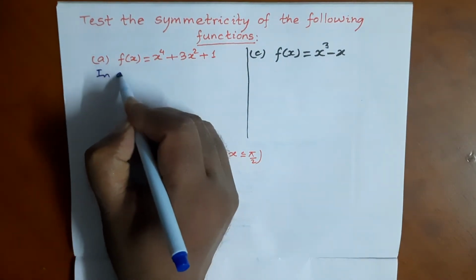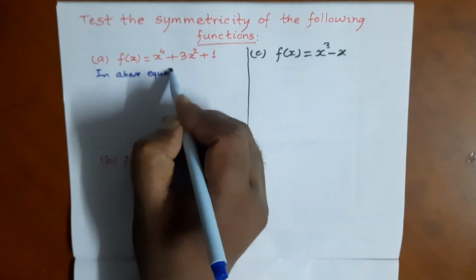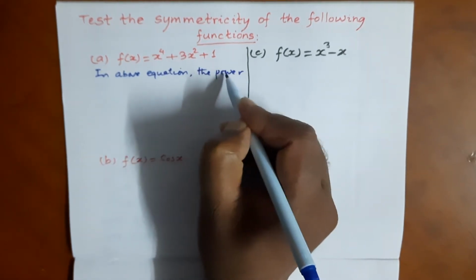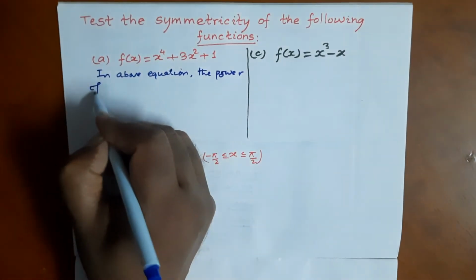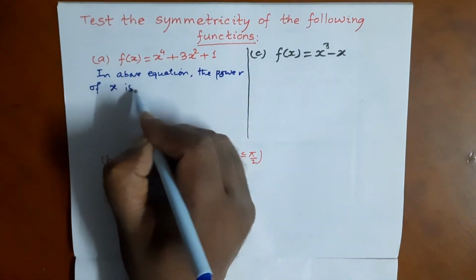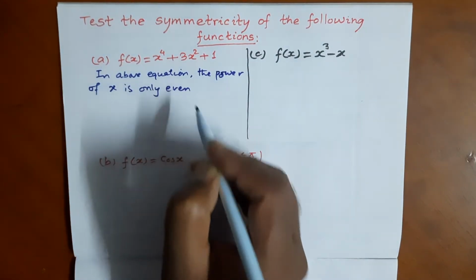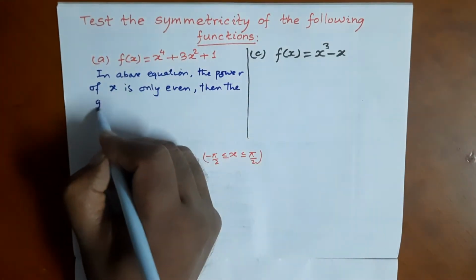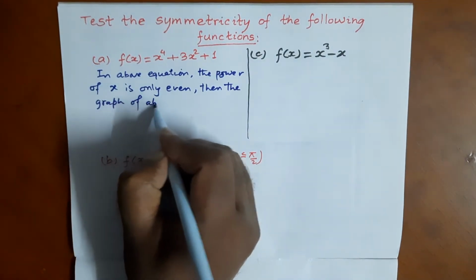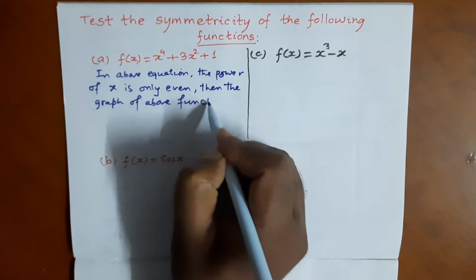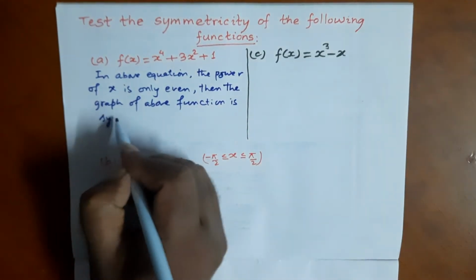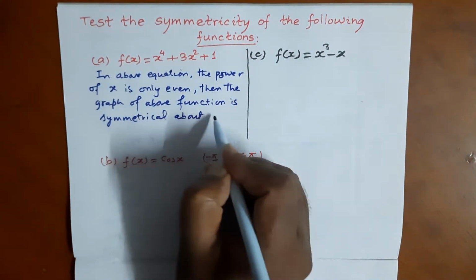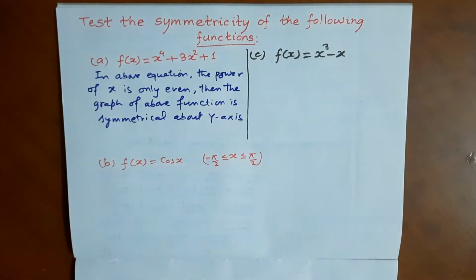In the above equation, the power of x is only even. Then the graph of the above function is symmetrical about the y-axis. Okay, so it is symmetrical about the y-axis.